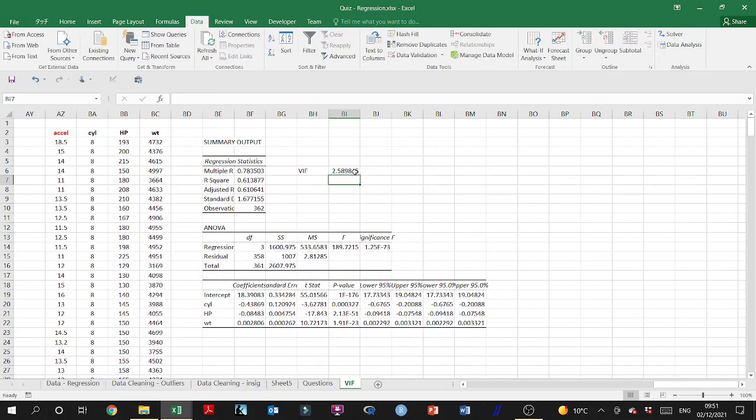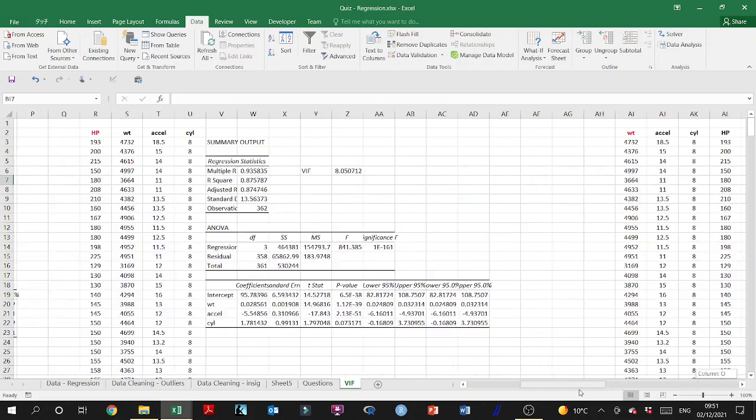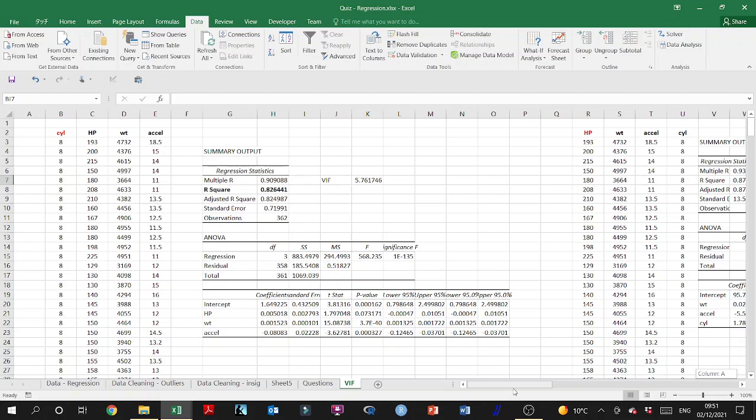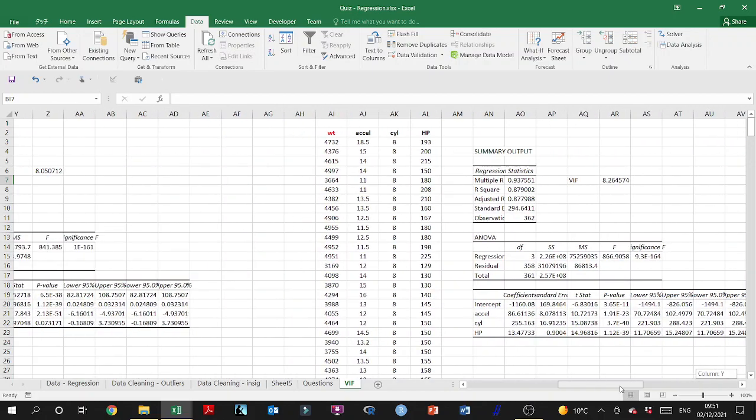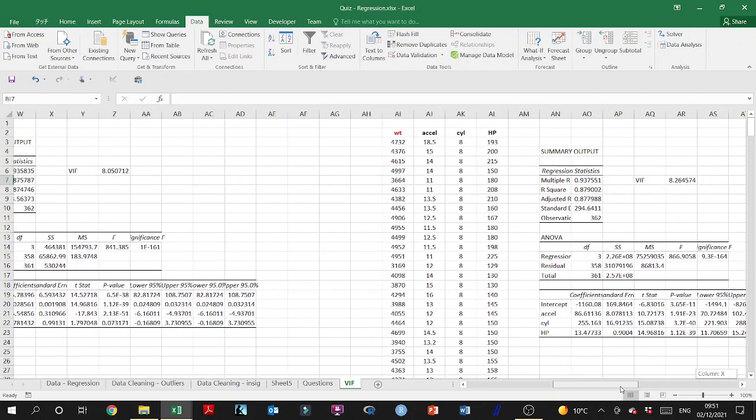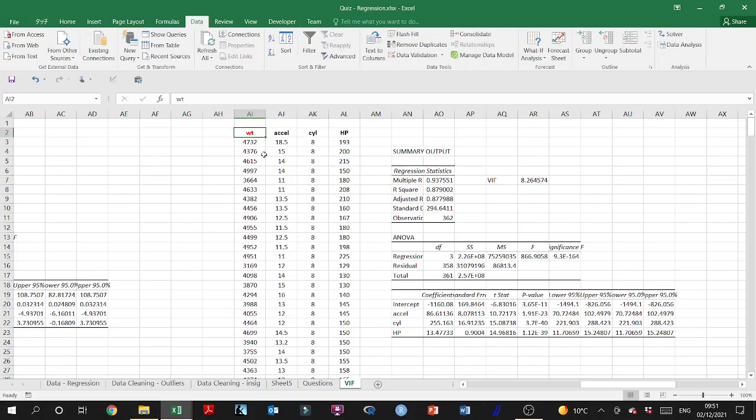Okay, this is not that bad. 2.5 is less than 3. But this means that we are going to have to get rid maybe of one variable. Maybe there is a very high correlation between this variable and others. And for this purpose, we're going to take a look at the highest VIF, 8.2 and 8. So we are going to get rid of WT.